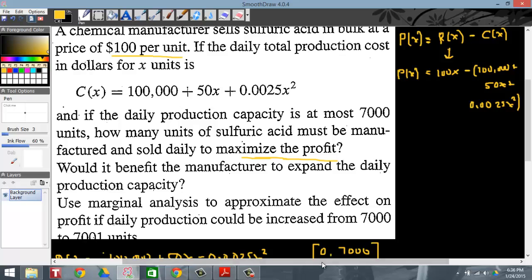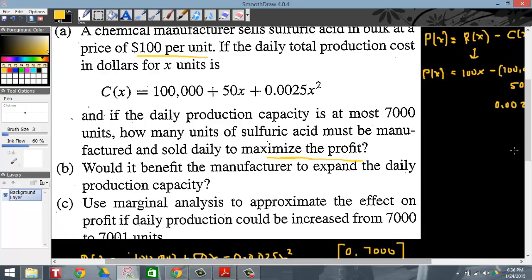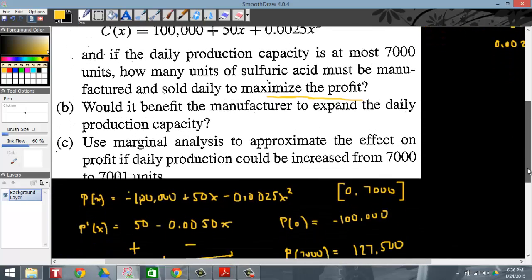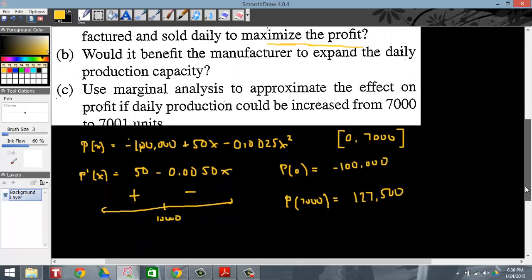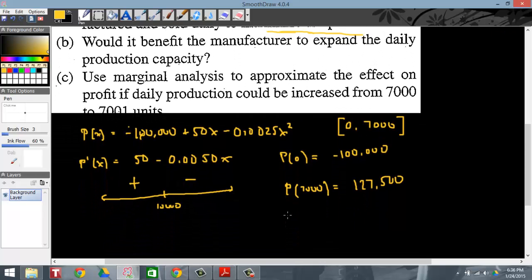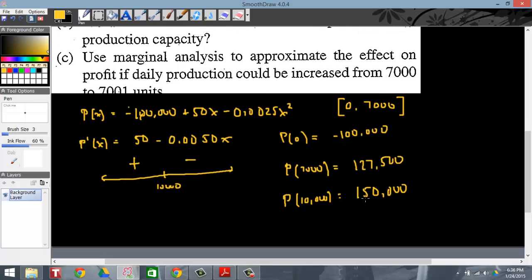Part B says, would it benefit the manufacturer to expand the daily production capacity? Well, you know what, for that, let's see what would happen if we actually plugged 10,000 in, our critical number. If we plugged it in, we would have earned $150,000. That's pretty good. I think that's a lot of money. I would like to earn the difference between those two. I'd like to earn any of those salaries, actually. That'd be kind of cool. But anyway, part B is yes.